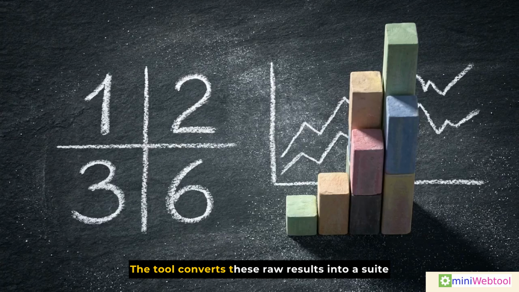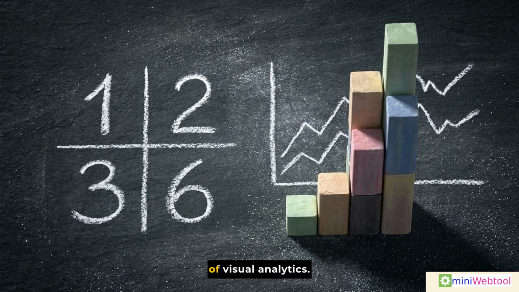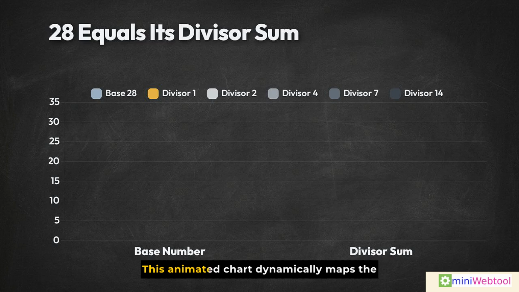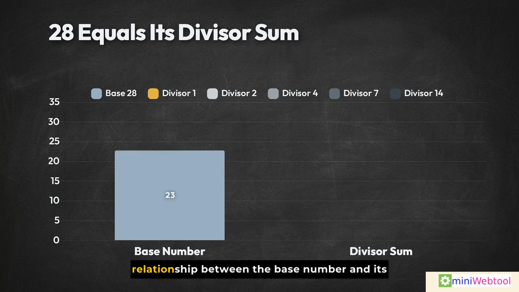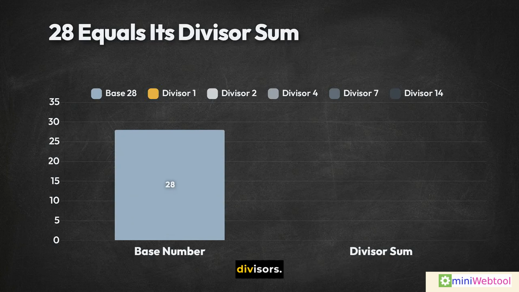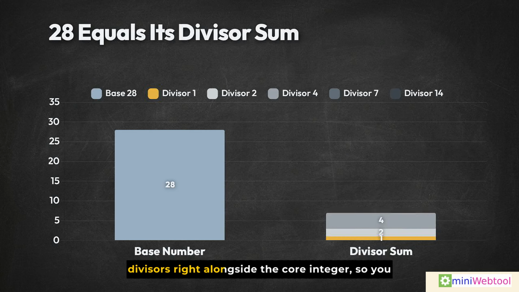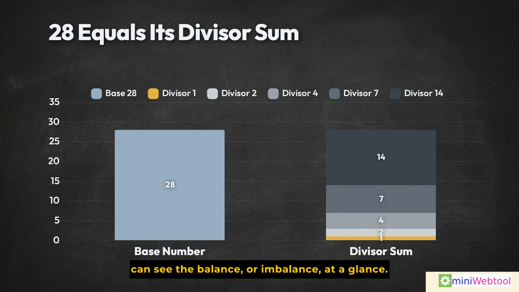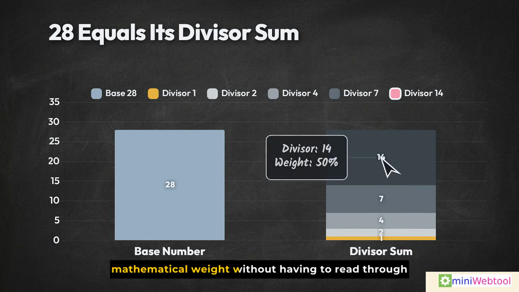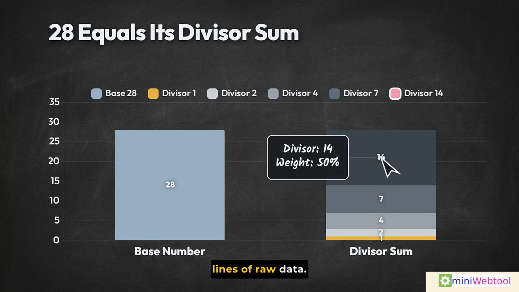The tool converts these raw results into a suite of visual analytics. This animated chart dynamically maps the relationship between the base number and its divisors. It stacks the proportional weight of those proper divisors right alongside the core integer, so you can see the balance or imbalance at a glance. By hovering over the interactive data points, you get an immediate sense of the number's mathematical weight without having to read through lines of raw data.